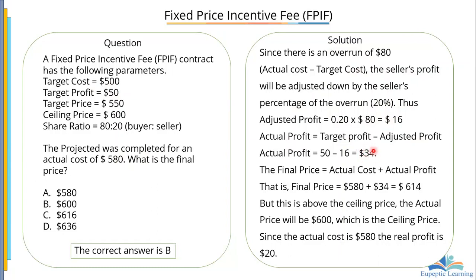So the final price that we're going to pay is going to be the actual cost, which is 580, plus the 34, and that gives us what? 614. But here, what did we say? We are saying that according to the contract, the ceiling price is $600. So we're going to compare the final price that we've calculated to our ceiling price and see whether it lies beyond it or within. Now, since it is beyond it, the actual price is going to be what?